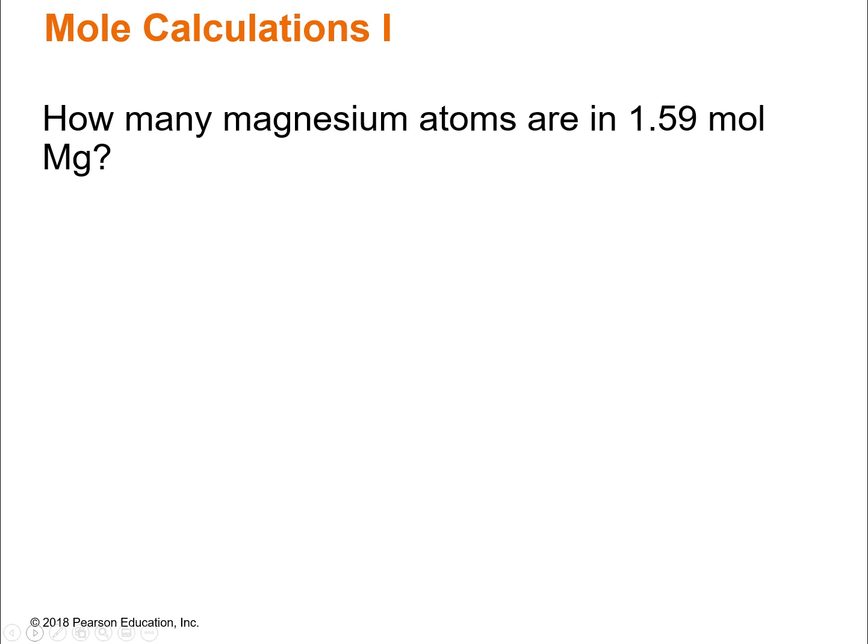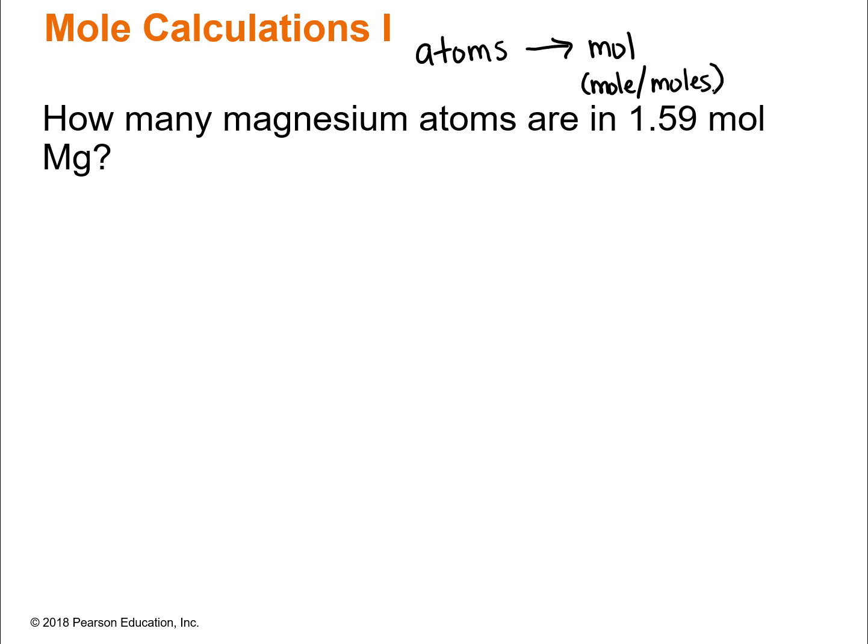So how do we use this number? We can use Avogadro's number to go from the number of atoms of something to the number of moles, which MOL is the abbreviation for mole or moles. So that's how we can use Avogadro's number to convert the number of atoms of a substance to the number of moles. And I'll give you an example. So we've got a question: how many magnesium atoms are in 1.59 moles of magnesium?